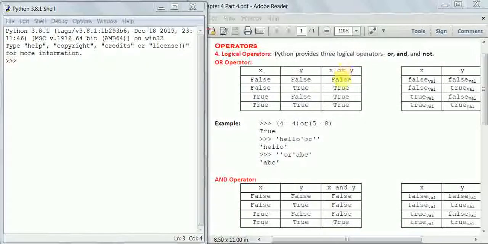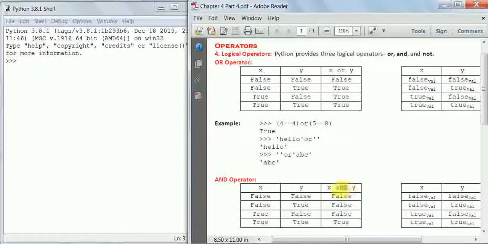And in the AND operator you can get the outputs by taking AND as into. So 0 into 0 is equal to 0, 0 into 1 is equal to 0, 1 into 0 is equal to 0, and 1 into 1 is equal to 1. In this way you can get the outputs. Here you have to remember, in OR, if any one of the conditions is true, then the output is true, and in the AND operator, if both the conditions are true, then only the output is true.